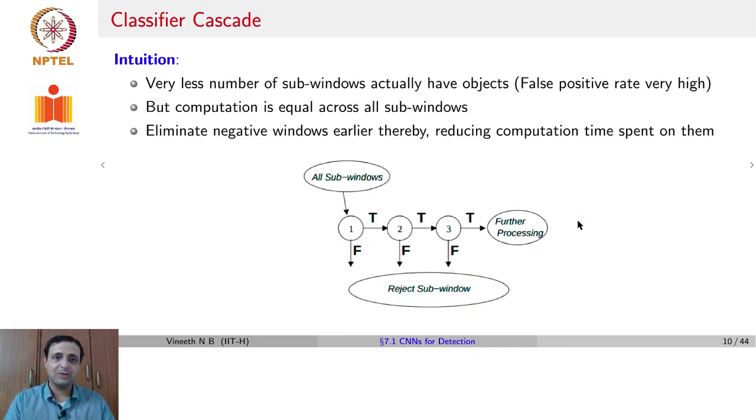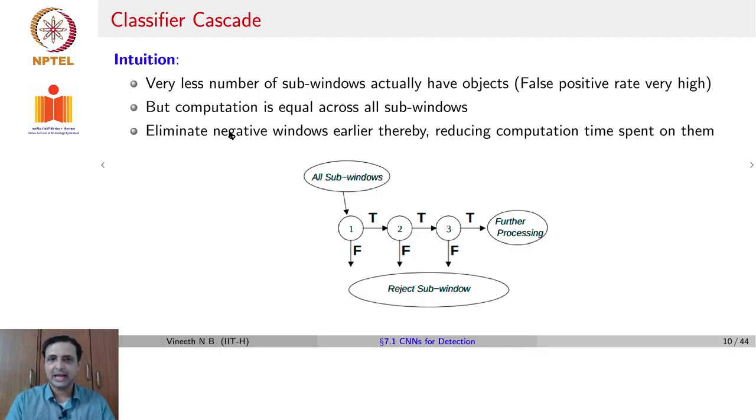A third component of the Viola-Jones algorithm was known as a classifier cascade. This came from the motivation that very few sub-windows of an image actually have objects or faces, right? Remember, you could have hundreds of thousands of sub-windows in a given image, but you're not going to have that many faces in a given image. So it is very likely that the false positive rate may be very high if you evaluate every possible window. So how do we overcome this issue?